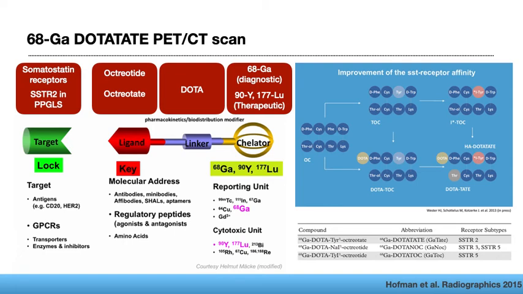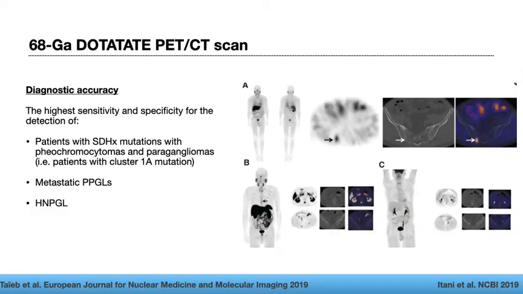Back to the key and the lock. After the ligand binds to the receptor, the ligand-receptor complex becomes internalized and retained inside the chromaffin cells. And this has different diagnostic and therapeutic implications. When we talk about diagnostic accuracy, gallium dotatate PET scan is the best functional imaging modality. It has the highest sensitivity and specificity among them all, especially in patients who belong to the cluster 1A mutation subtype, associated with any type of mutation in the SDH gene. It's also the imaging modality of choice in patients with metastatic disease and in patients with head and neck paragangliomas.